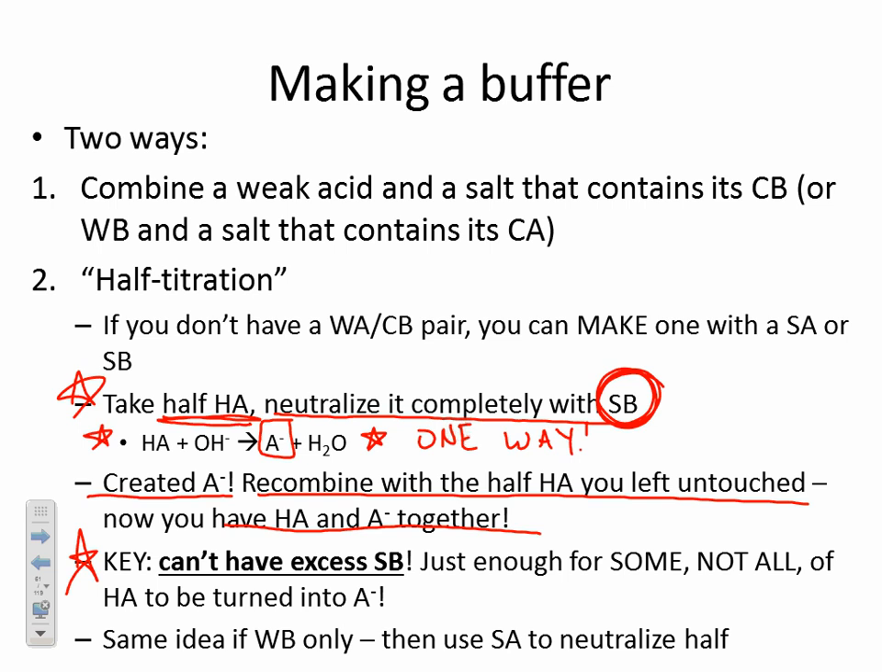And we can use this exact same idea if you only have a weak base. If you only have a weak base in solution, then let's react half of it with a strong acid to create the conjugate acid of the weak base, and then recombine it, and then boom, there's your buffer, your weak acid conjugate base pair.